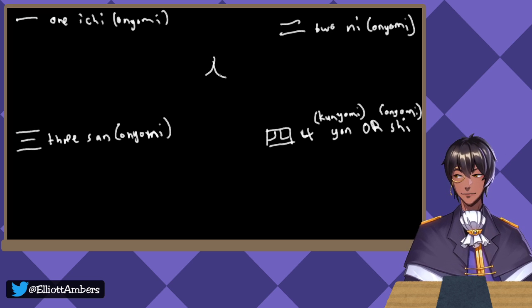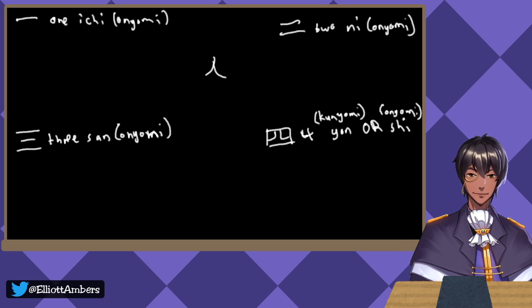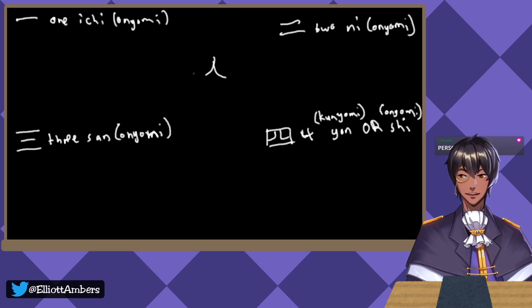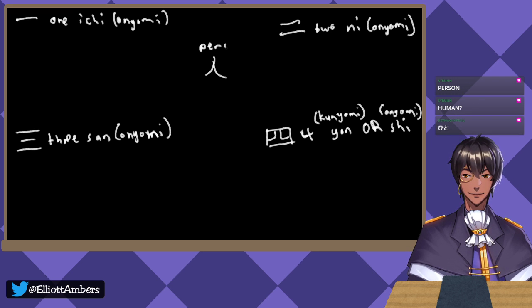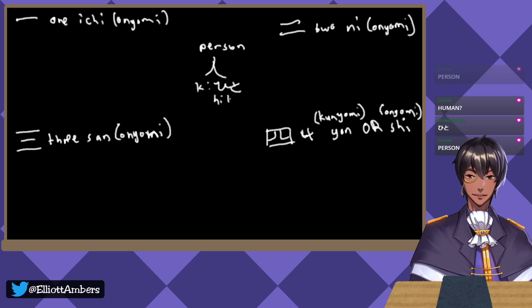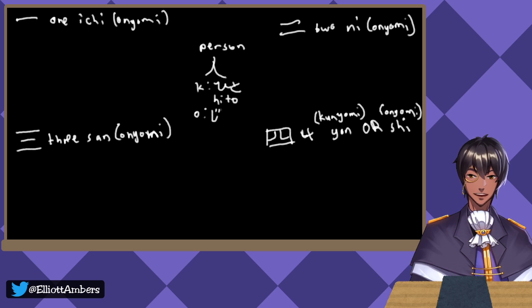Again, someone remind me what this kanji is in the middle. Person. The Kunyomi reading for this is Hito, while the original Chinese reading, the Onyomi, is Jin or Nin. Either or, and you'll see that this also pops up a lot. Jin or Nin.